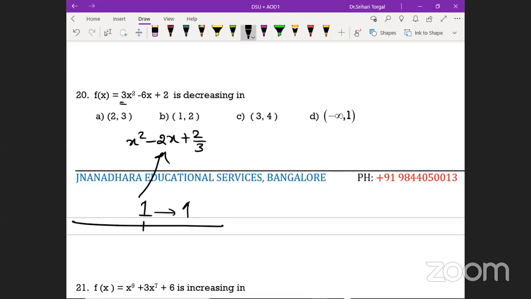After 1, it is increasing. For decreasing, it is minus infinity to 1. Option D is the right answer. And by looking at the options only, you can say that option D is the answer, because the answer will always be from minus infinity or to plus infinity. Minus infinity to 1 or 1 to infinity. Right? Now you can do f dash, or you can do this method also.